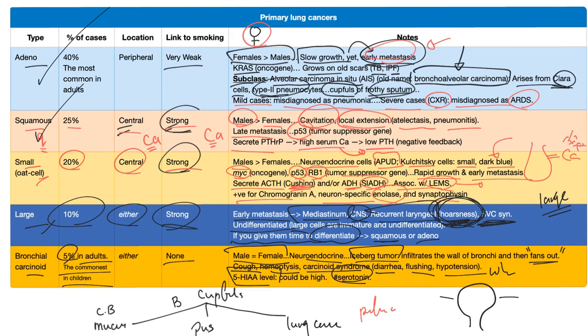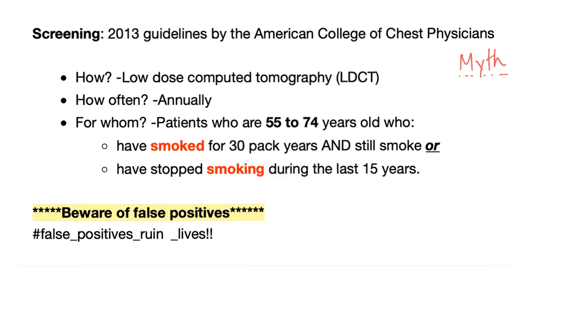5-HIAA level in the urine, because this is a product of serotonin metabolism. Here is a very common myth that I would like to debunk. People say, doctors will not screen you for lung cancer. Wrong. Doctors will not screen every patient with lung cancer.